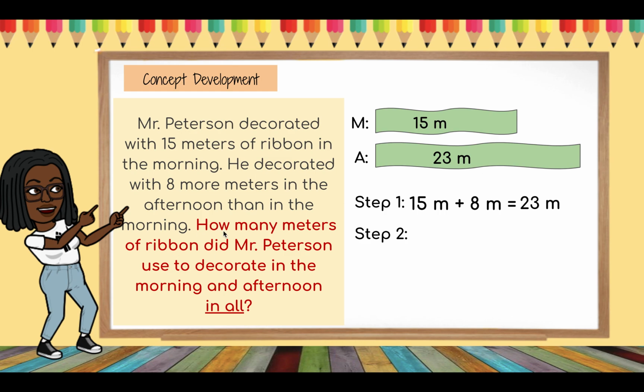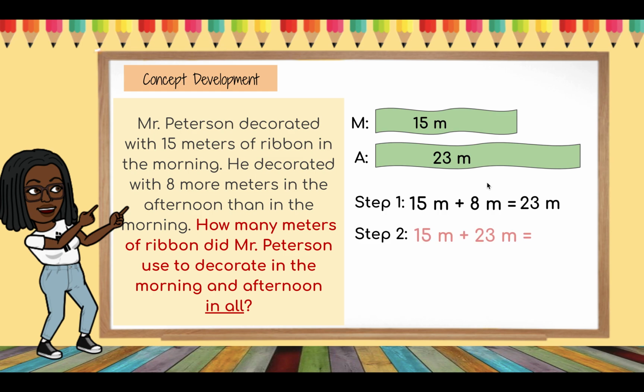Now, the last part of the problem we need to look at says how many meters of ribbon did Mr. Peterson use to decorate in the morning and afternoon in all? So now we want to know how much ribbon did he use to decorate in total, right? That means we're going to have to add, friends. We're going to have to add the lengths of our two ribbons together to find out how long his ribbon was to decorate in all from the morning and the afternoon.